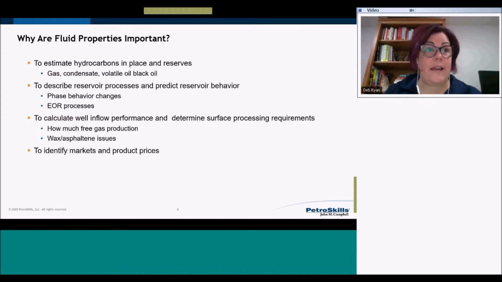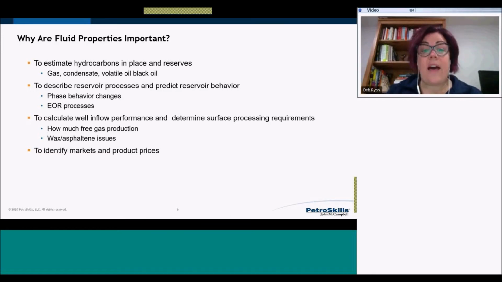How much free gas are we going to get coming out of our black oils, which needs to be understood so that we can understand pipeline sizing and sales contracts. And we also need to understand if there are any wax or asphaltene issues that are going to occur. We're not going to talk about this so much today, but it's just something to be aware of, particularly for those of you who work in surface and facilities, that we need to understand if we're going to have these kinds of processing issues at surface, and they're things that we need to test for very early.